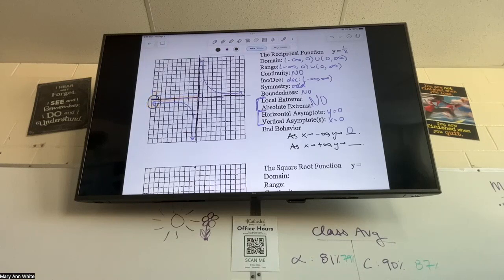What about on the other side? What about when I do as x approaches positive infinity? What's my graph approaching? 0 again.